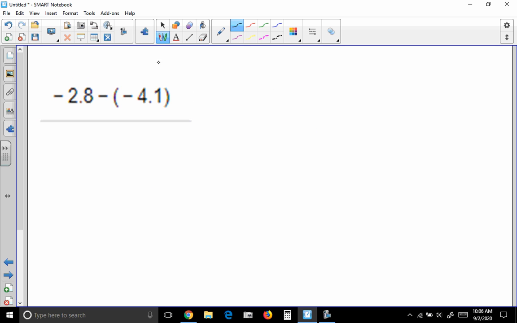This one is similar to the previous one. The opposite of a negative is a positive. So we have minus 2.8 plus 4.1. Since we have opposite signs, we subtract. When we subtract, we always want to write the larger number on top. So 4.1 is the larger number. And when we have decimals, we have to line up the decimal place.